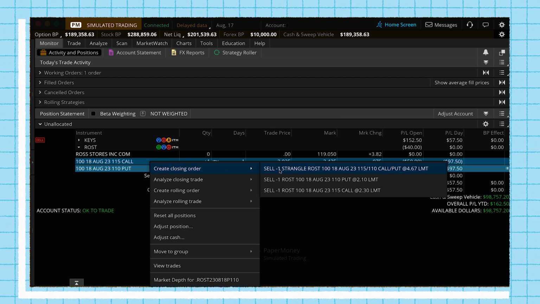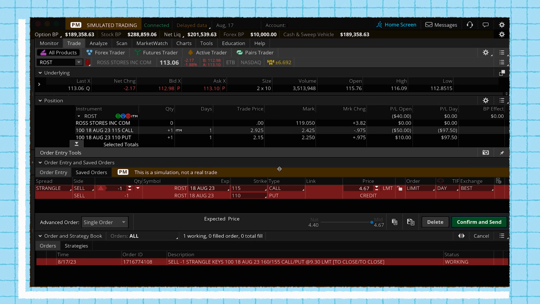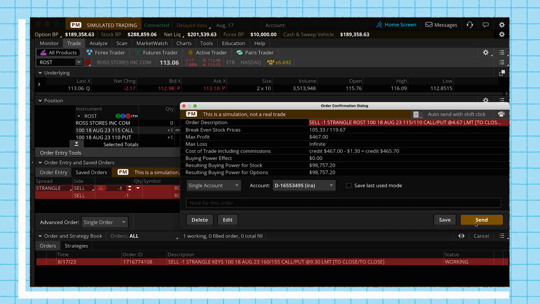Once again, I'm going to close the trade before the earnings announcement crushes the implied volatility, which could increase losses even more. So I'll create, confirm, and send the closing order. I have two important takeaways.